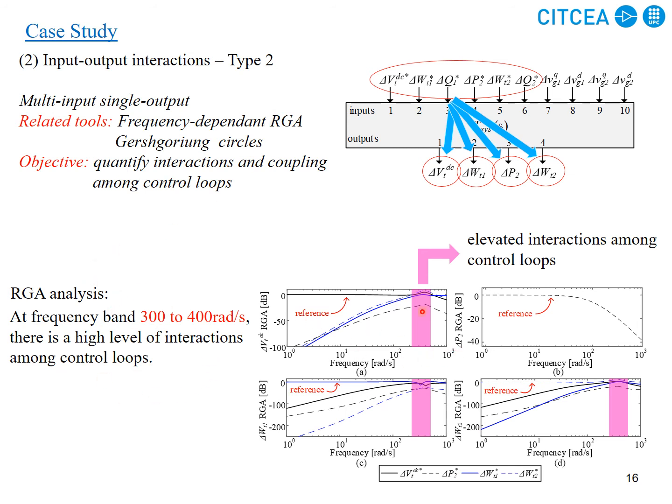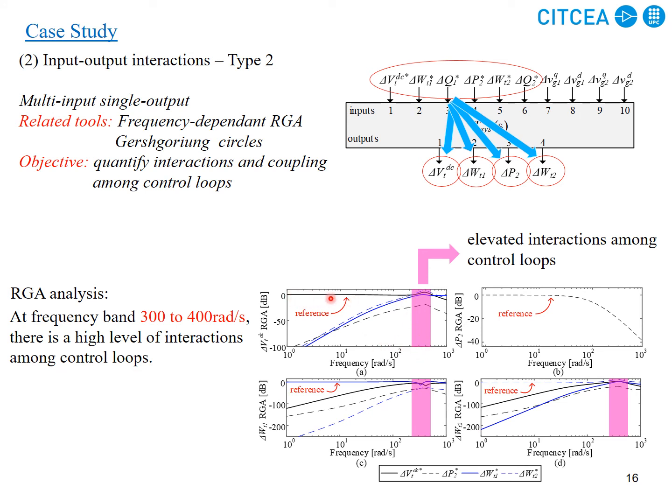And as it is plotted here, this relative gain array analysis suggests that around the frequency band 300 to 400 radian per second, all the control loops start to interact with each other, except the power loop. The power loop is kind of decoupled from the system. So these are nice results. A designer would be less worried about the active power loop, so the designer can focus on the DC voltage and total energies.